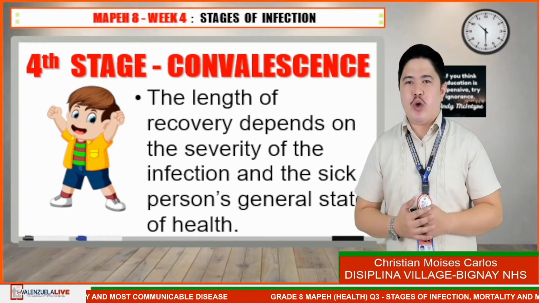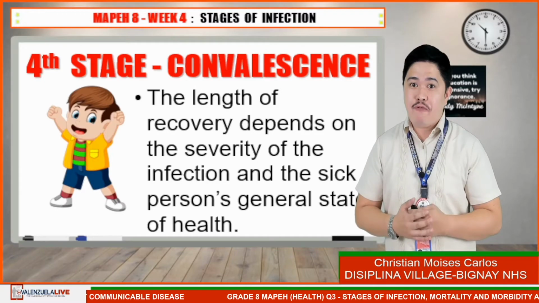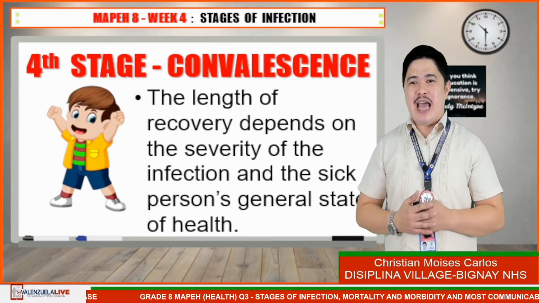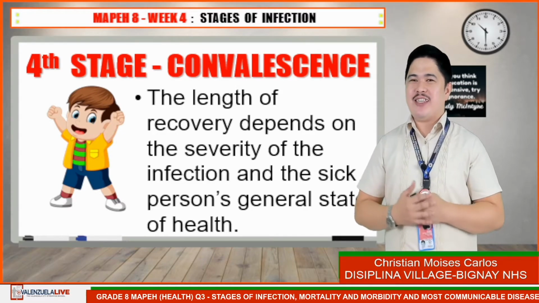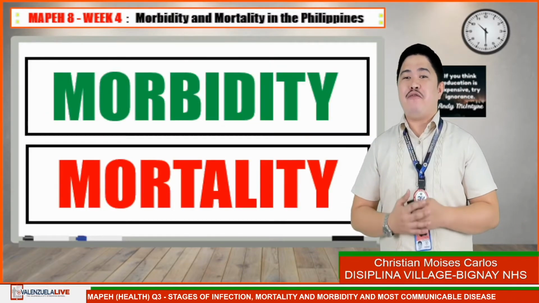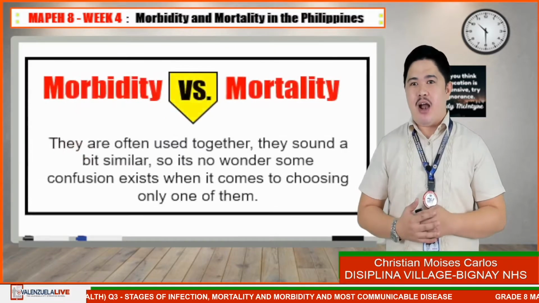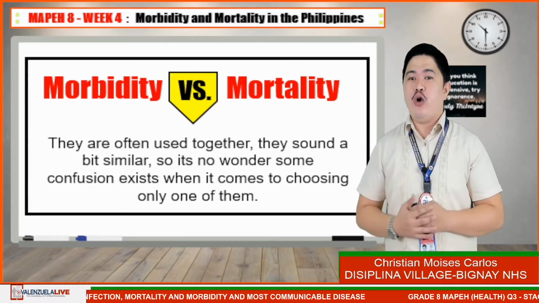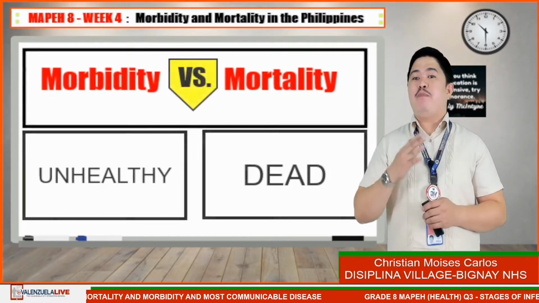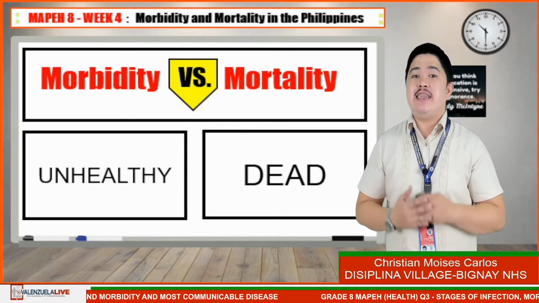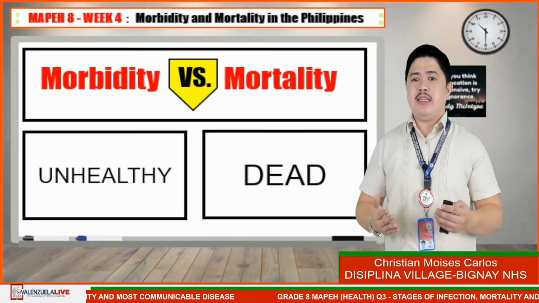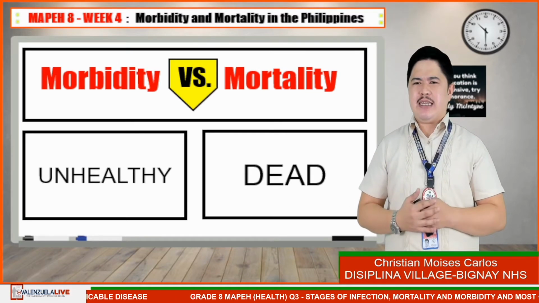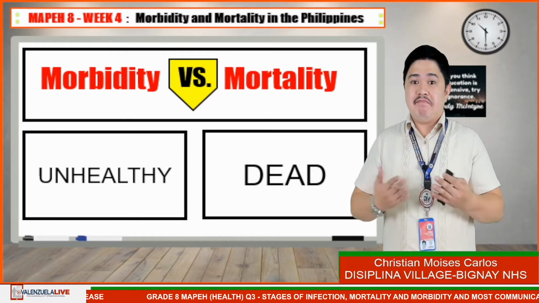In this part, you are going to enhance your understanding of the leading causes of morbidity and mortality. Take note of the terms that you will encounter in this lesson, as this will help shape your understanding. They are often used together and sound a bit similar, so it's no wonder there is some confusion. Morbidity is a condition of being ill, diseased, or unhealthy. This can include acute illnesses as well as chronic illness. Next is mortality. Mortality is the condition of being dead.